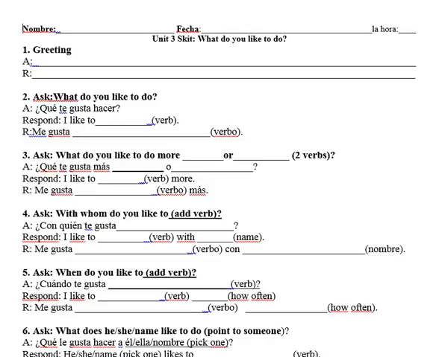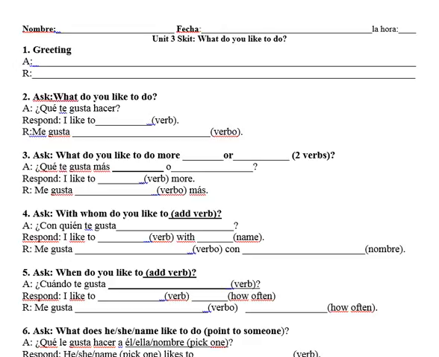So this is Señora Sanchez, and today we're going to be going over your Unit 3 skit. Your Unit 3 skit is within the unit, what do you like to do? So within this unit, we're going to be talking a lot about activities that you like to do, with whom you like to do the activities, and when you like to do the activities and so forth. This skit is here to help you respond to daily questions that you will see in the classroom, as well as it is going to be used for your speaking grade.